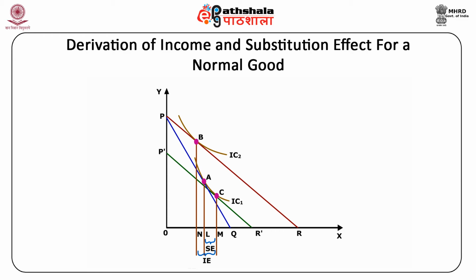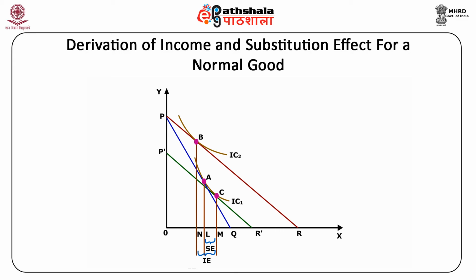To isolate the substitution effect, the individual's money income should be reduced sufficiently so as to keep him on the initial indifference curve IC1. To show this, an imaginary budget line P'R' is drawn that is parallel to the budget line PR and lies below it, as it represents a reduction in income such that it touches the original indifference curve IC1. PP' represents the compensating variation in income due to a fall in price of X. It is the amount by which income is reduced to offset the gain due to the increase in real income owing to the fall in price, so that the consumer remains on the same indifference curve as before.